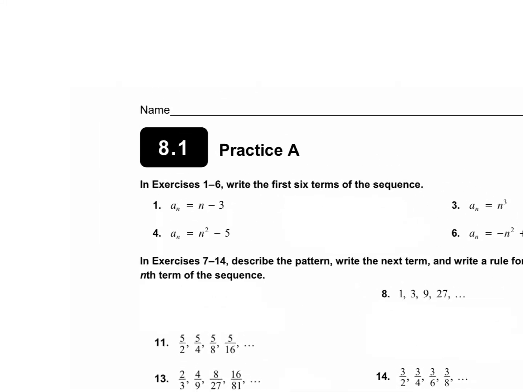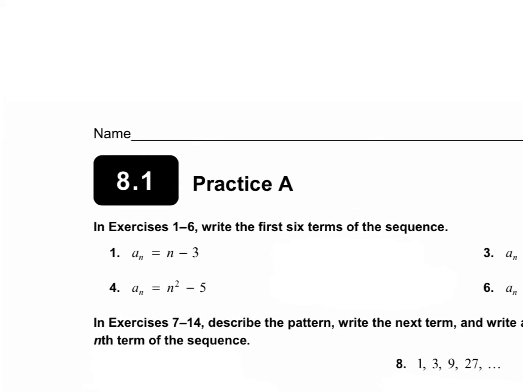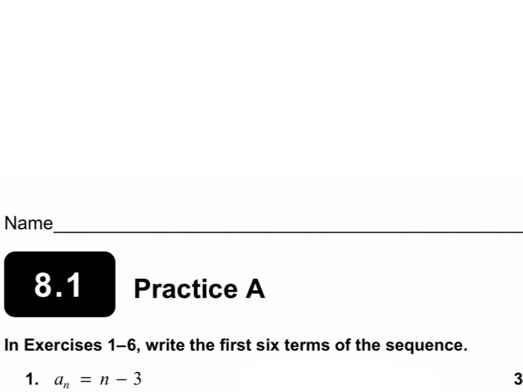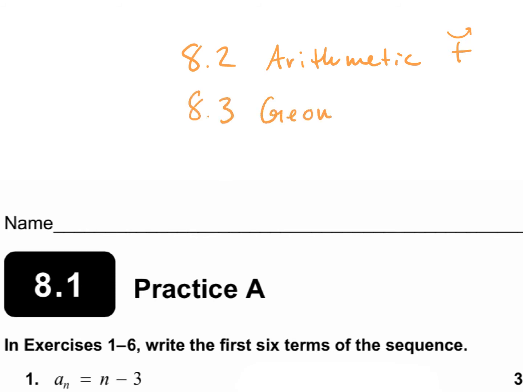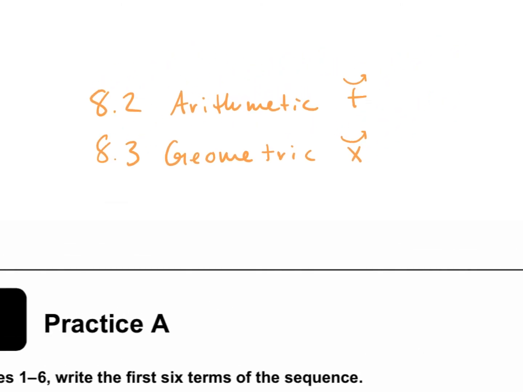All right, so your test on Monday is on 8.1, 8.2, and 8.3. So 8.1 is just kind of like general sequences. 8.2 is arithmetic sequences. That's when you add to get from one number to the next. And then 8.3 is geometric, and that's when you multiply to get from one number to the next. So there's two formulas that we have for arithmetic, and then two formulas for geometric, and we'll get to those when we get to 8.2 and 8.3. But let's start with 8.1.